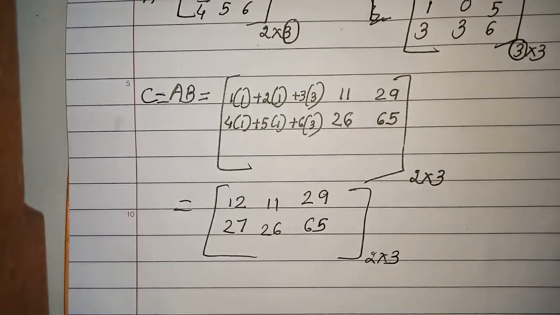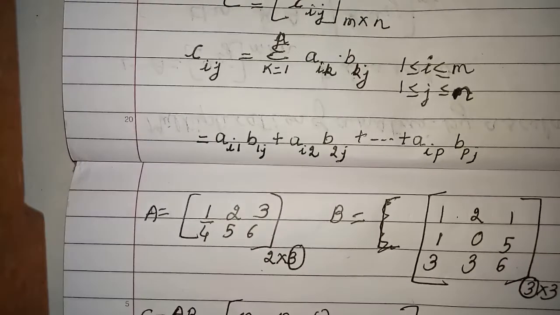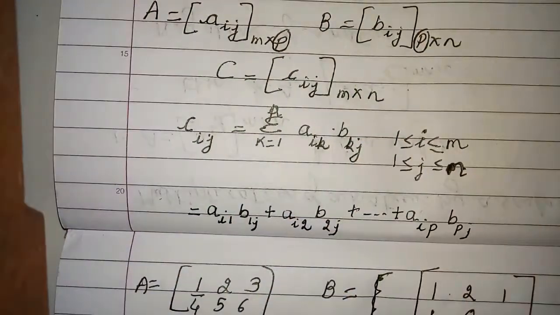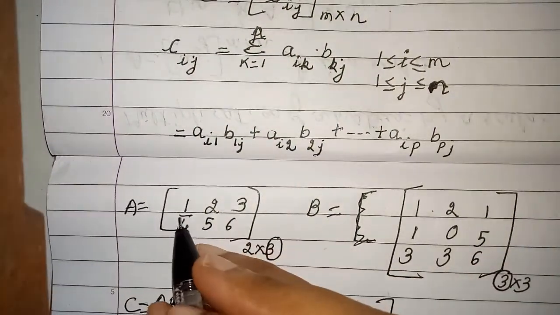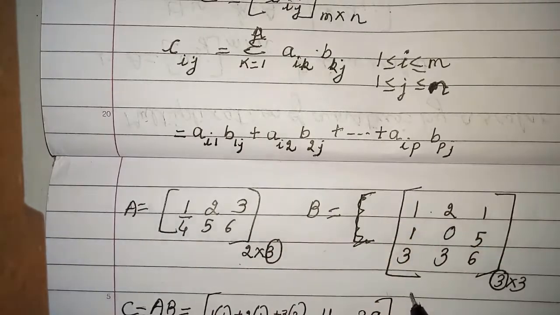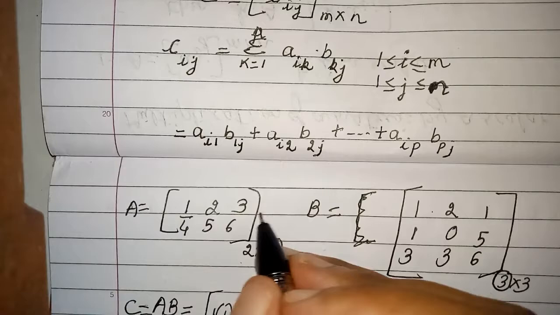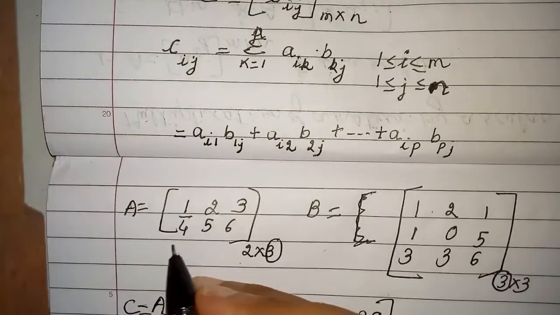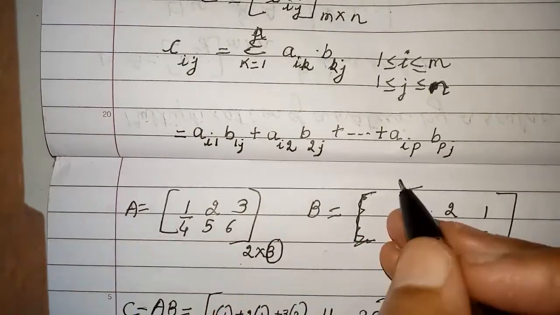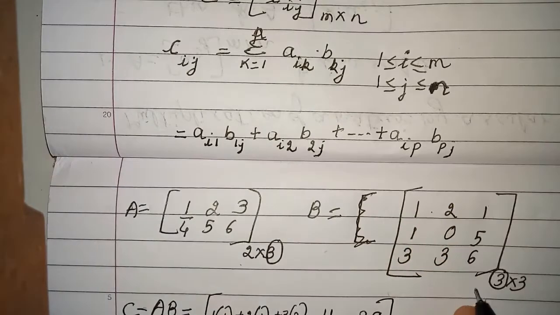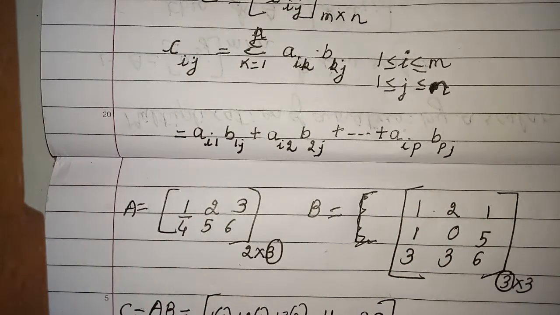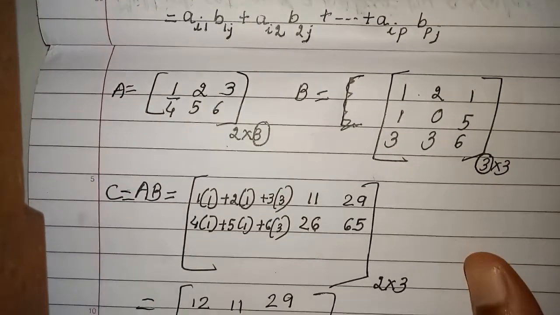Did you understand the matrix multiplication? Matrix multiplication is simple. If you don't understand this, just understand in simple words. The first row will be multiplied by the first column. Then the first row will be multiplied by the second column. The first row will be multiplied by the third column. Second row, first column, second row, second column, second row, third column. That means every row and every column multiplication is done and written at the proper respective places.